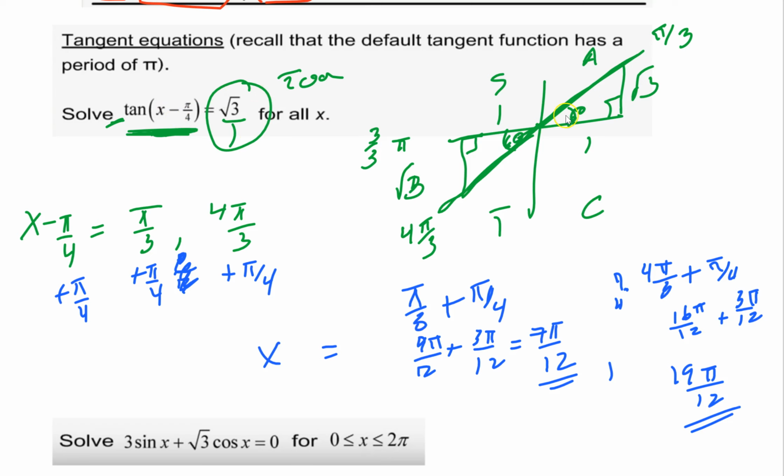Solve this the way you would solve it. So where does tan equal rad 3? Well, it's positive, so quadrant 1 and quadrant 3, because all students take calculus. Rad 3 over 3, so I knew it was 60, sorry, which is pi over 3. And then once you solve it, solve the inside part. Add the pi over 4 to both sides.